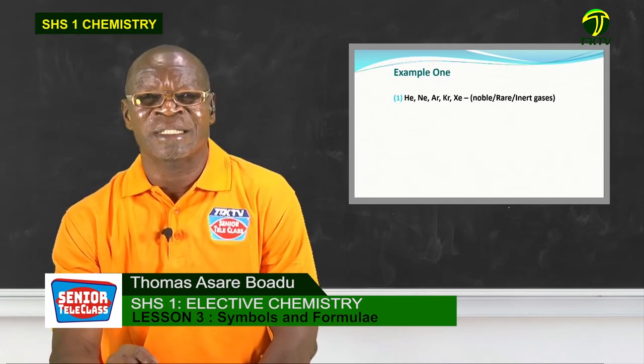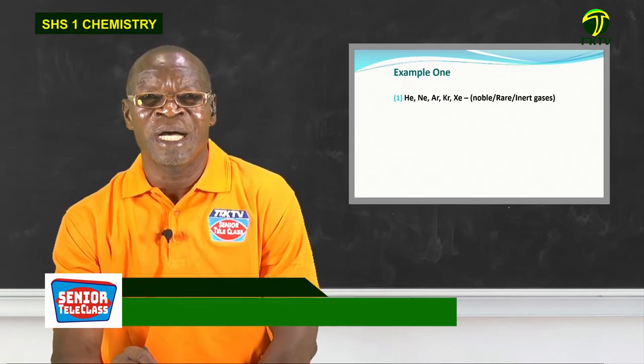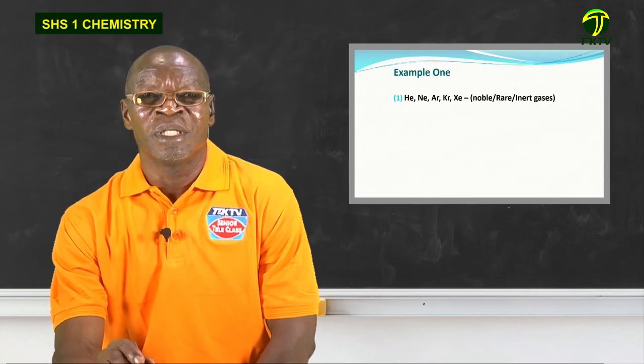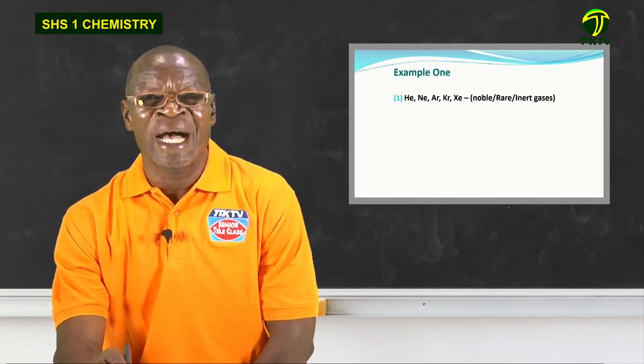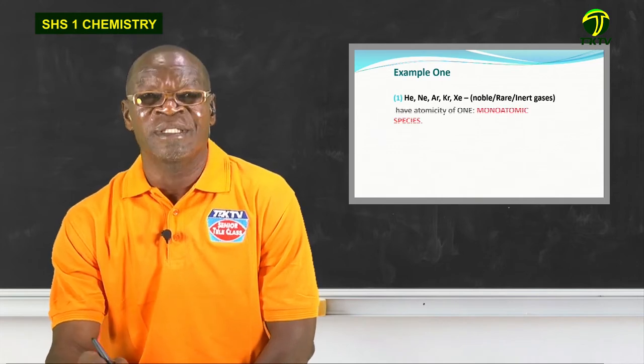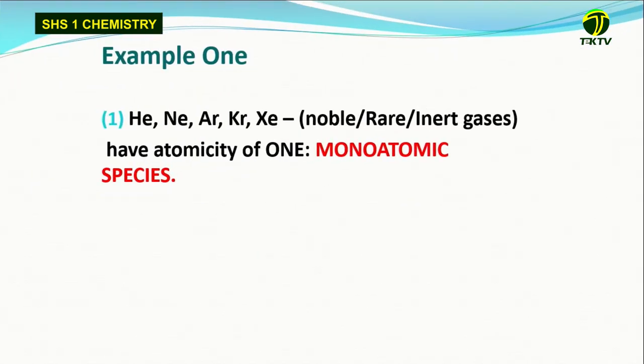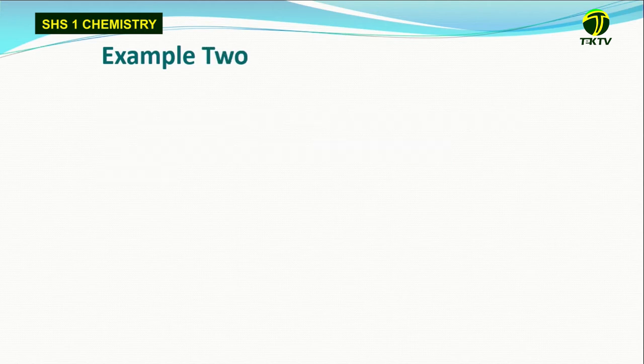And we see that helium, neon, argon, krypton, xenon, though all of them have two letters, there is no number attached. So what do we say? We say that these elements have atomicity of 1. So we say that they are monoatomic species. The atomicity is 1. Let's look at another example.